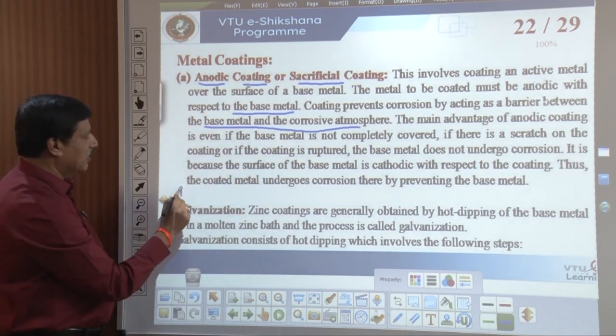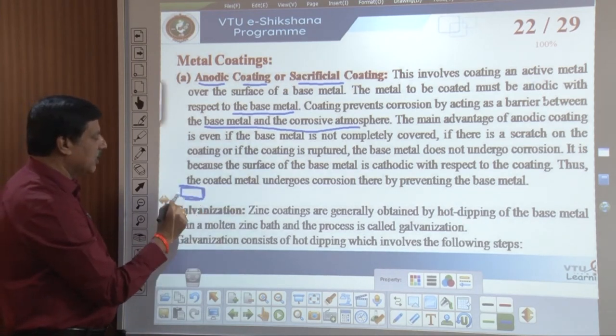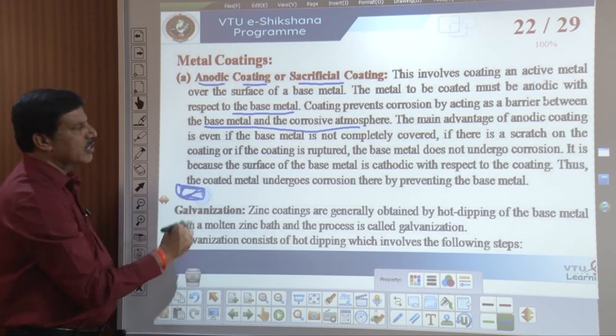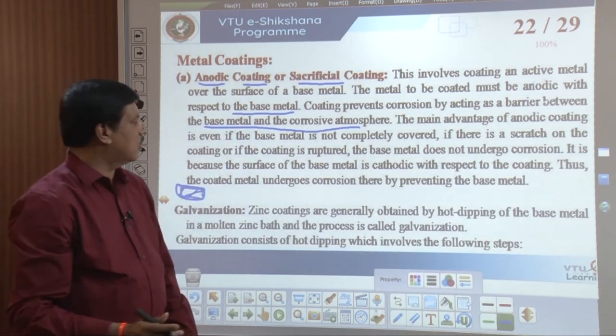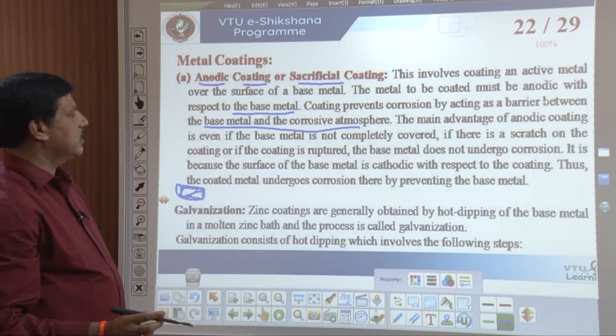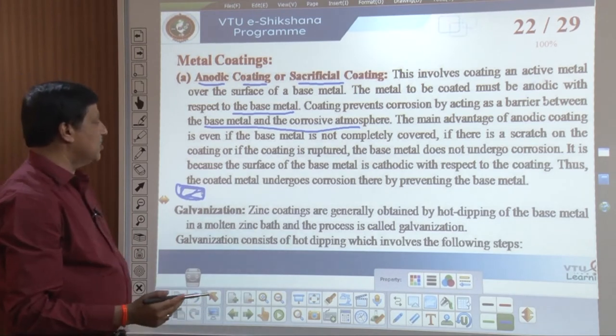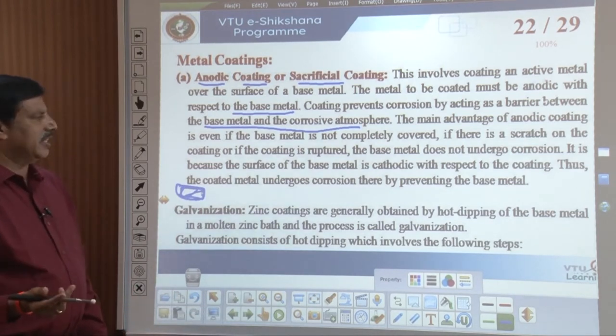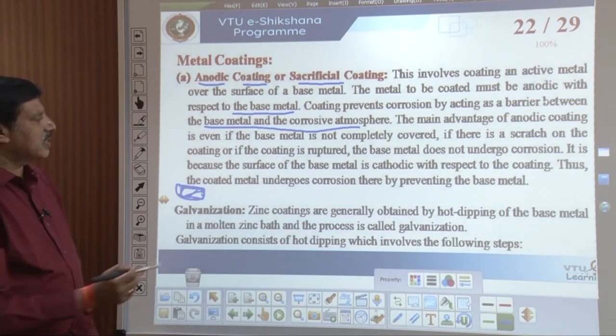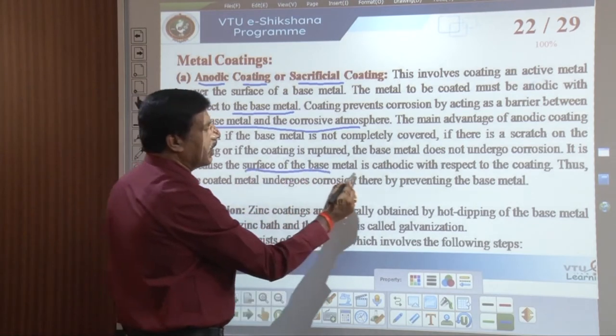See, whatever the base metal is, you just have to coat it, and any scratch or leak is not going to affect it. If there is a scratch on the coating or if the coating is ruptured, the base metal does not undergo any corrosion. That means it is not going to affect the environment. It is because the surface of the base metal is cathodic.